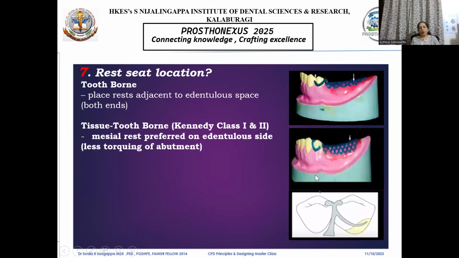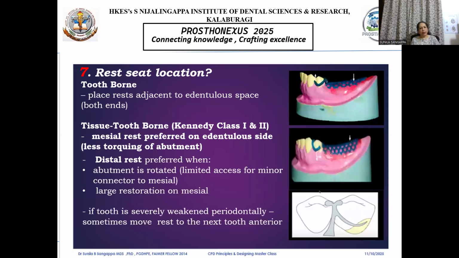Then another school of thought says that since we have considered a reverse circlet clasp, it can definitely have a wedging force when placed between the adjacent teeth. So to counteract this, it is advocated to place a distal rest so that these forces can be counteracted. Is the distal rest never preferred? Only in very special conditions do we have the distal rest preferred. That is when the abutment is rotated or in case of a large restoration on the mesial side. What do we do when it is severely weakened periodontally? Then we may have to move the rest more anteriorly.